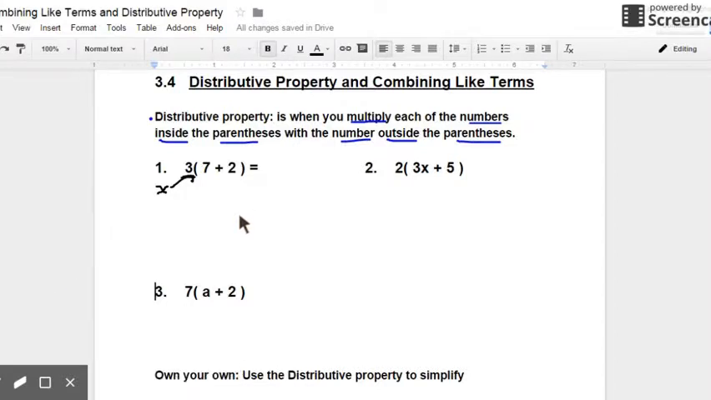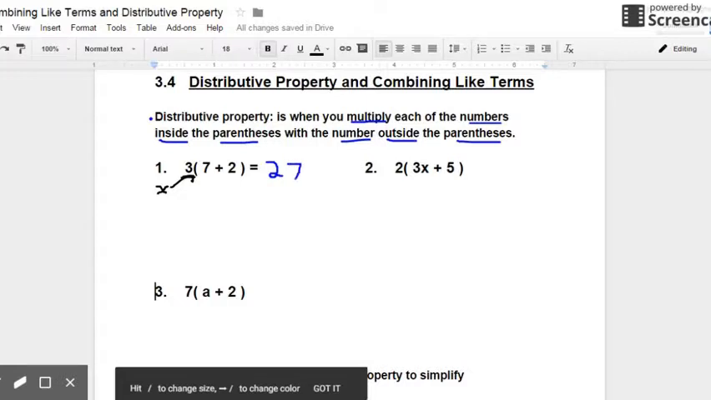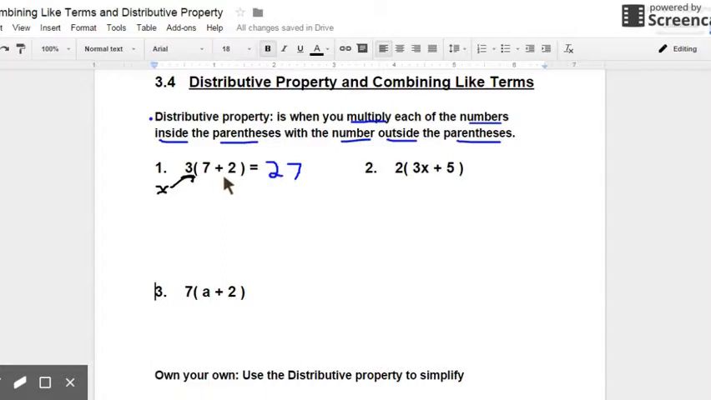Second, if we think of order of operations, it tells us we have to do what's inside the parentheses first. So 7 plus 2 is 9, right? The answer is 9 multiplied by the 3. 9 times 3. We know our answer should be 27 when this is all over. Okay, so that's using our previous knowledge of order of operations. 7 plus 2 is 9. 9 times 3 is 27.